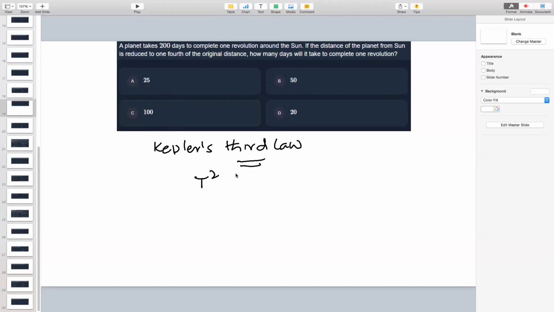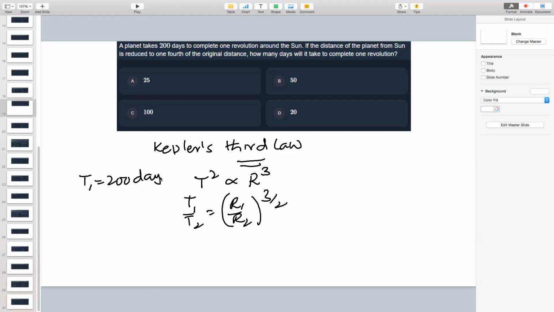The square of the time period of a planet is directly proportional to the cube of the distance between the planet and the sun. From this, I can write T1 by T2 equal to (R1 by R2) to the power of 3 by 2. In your problem, T1 is 200 days. You are asked to find the value of T2.